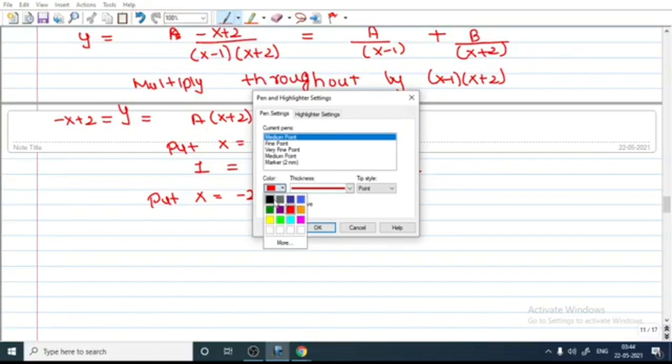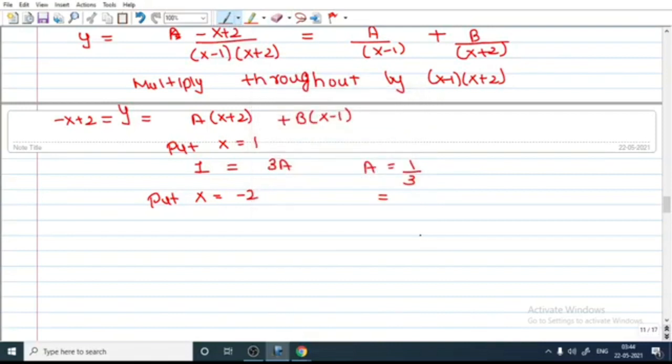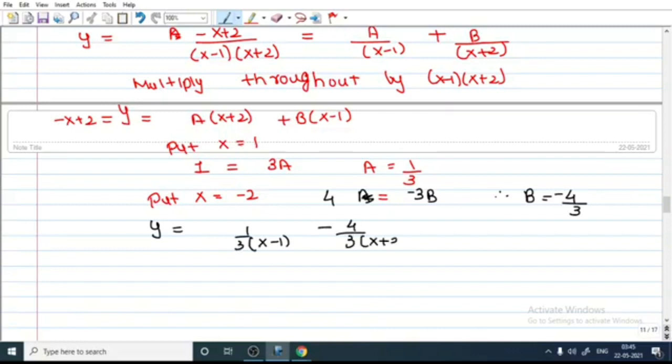Let me change the pen color, and again black tone. So we are getting finally as the answer: 4 equals, if I put here minus 2, this will become minus 3b, therefore b is nothing but minus 4 by 3. So we got our a and b answers. Now we can express y properly in terms of a and b, which is 1 by 3 into x minus 1, and b is nothing but minus 4 by 3 into x plus 2.